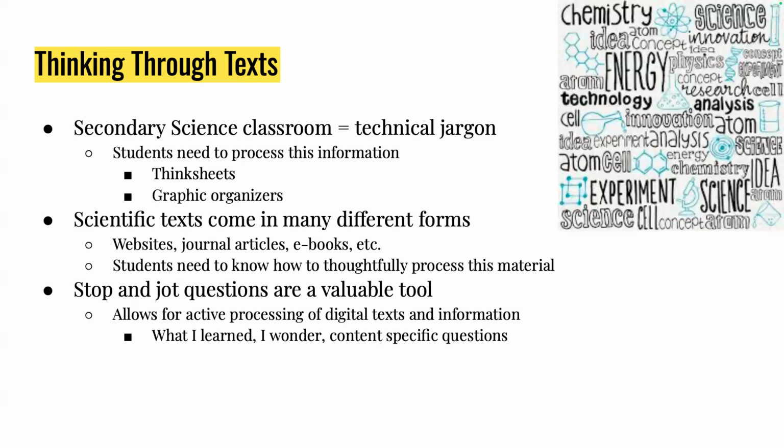Scientific texts, especially today in the 21st century in 2025, come in many different forms. It could be a website. Nat Geo or Discovery are easy examples. Journal articles: teaching upper level science classes, we do look at digital scientific journals, teaching students to access those because those are higher order things, and they're things they'll see more when they move into higher education. Ebooks and things like that. Students just need to know how to process those things.